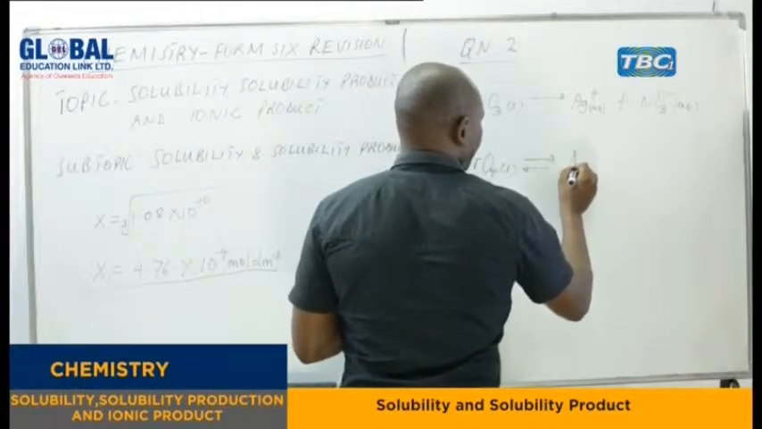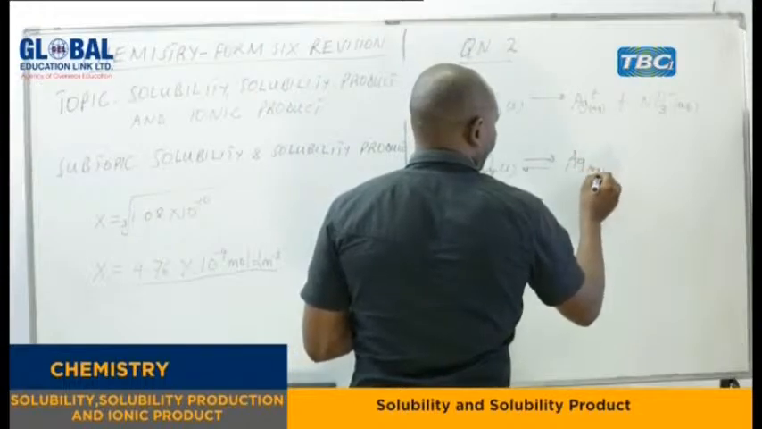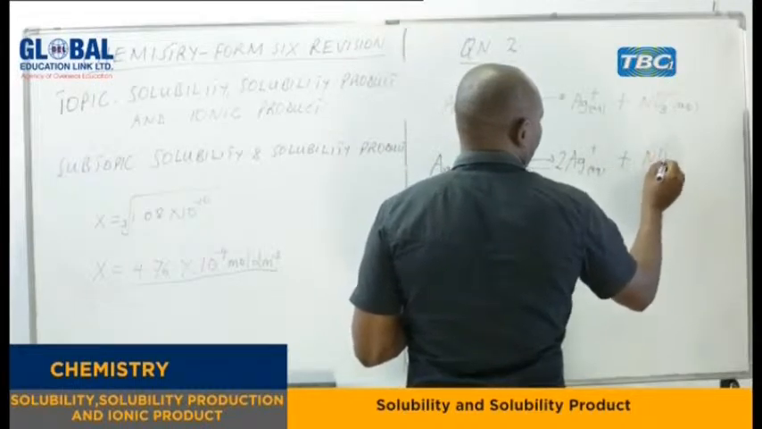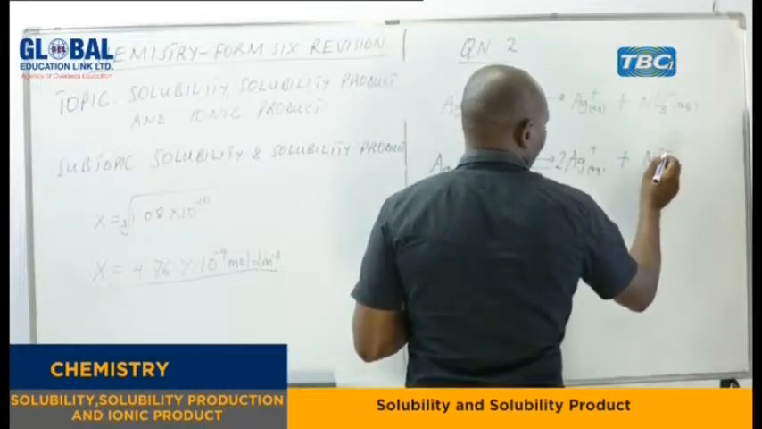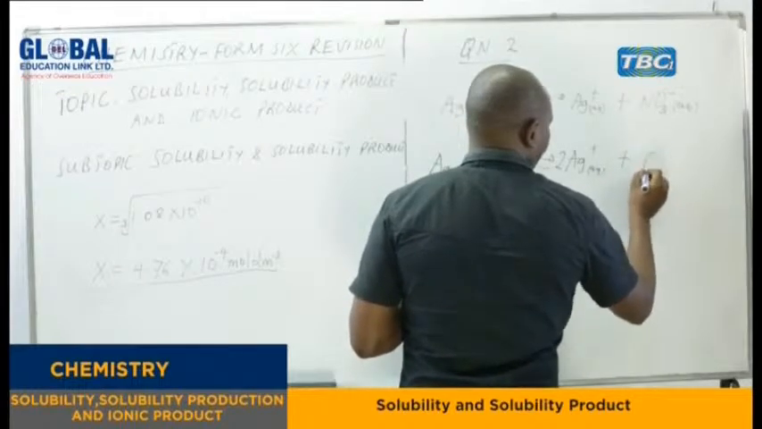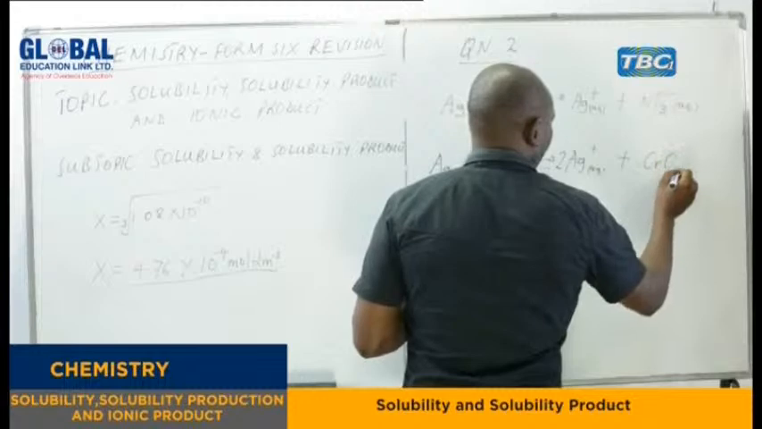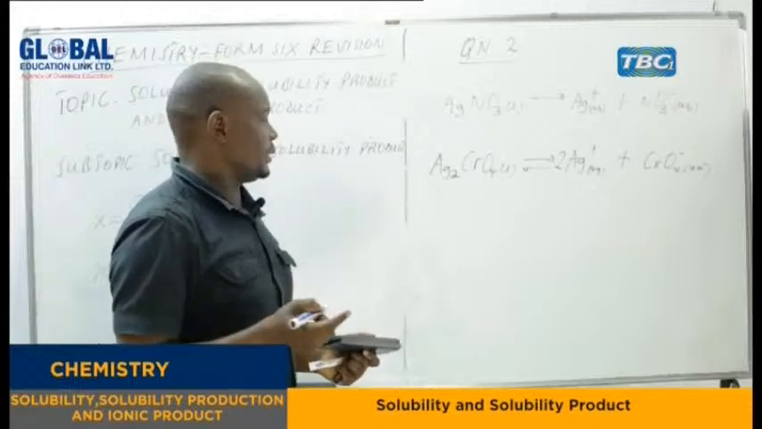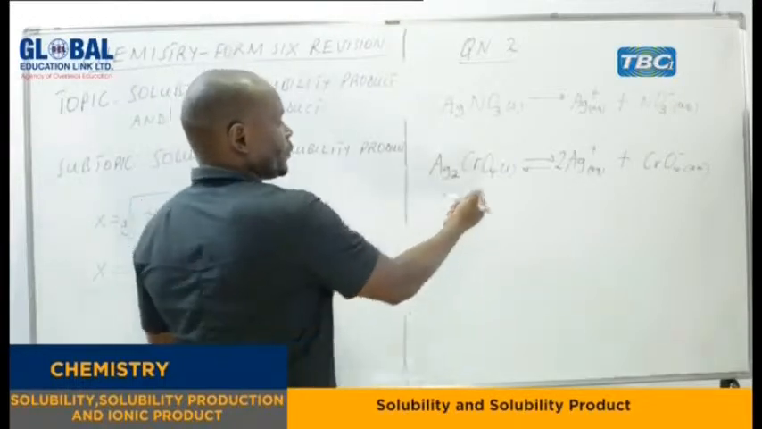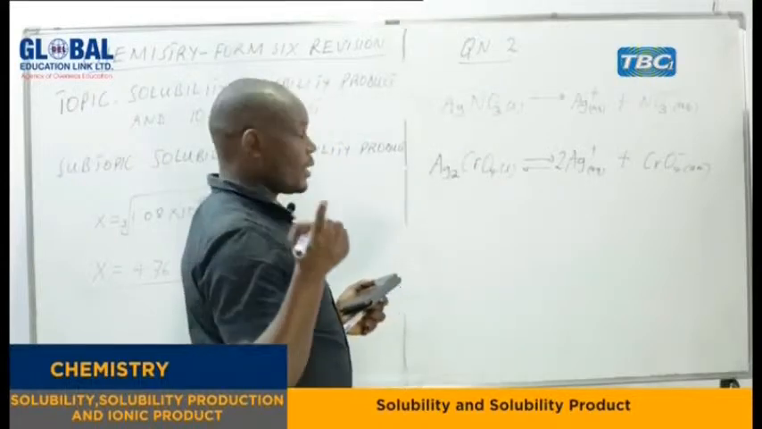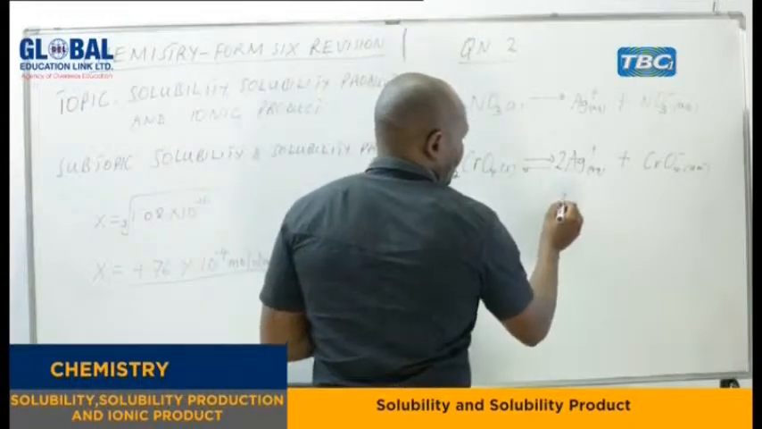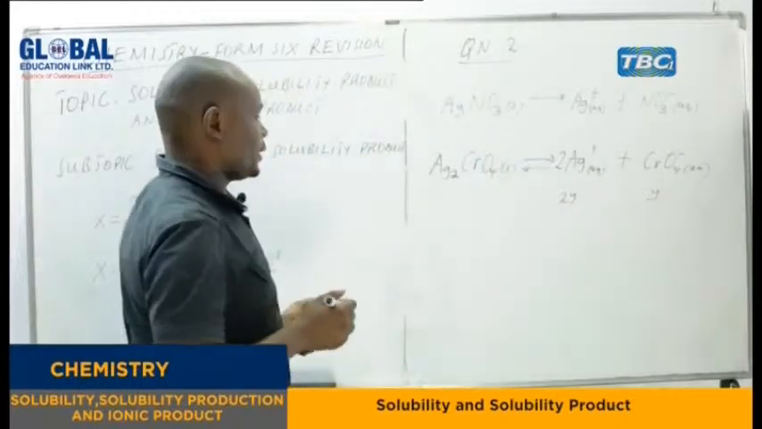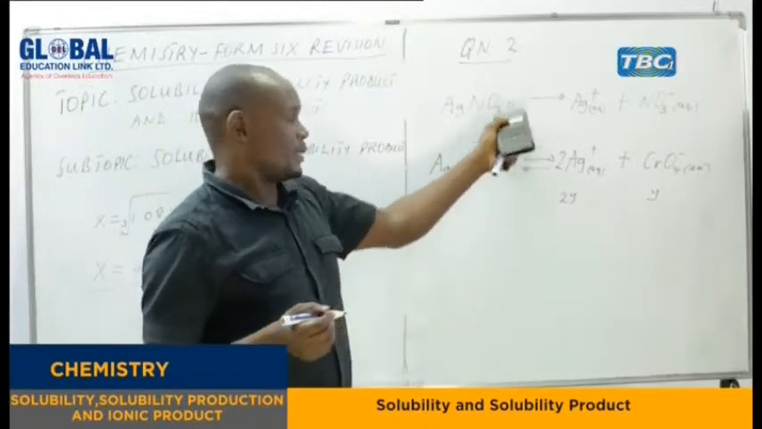Silver chromate undergoes dissolution to release silver ions, plus chromate, in aqueous solution. Now remember we said that if we rate the solubility of silver chromate as Y, the silver ions will be 2Y and the chromate will be Y. Now we rate the solubility of silver chromate in silver nitrate.